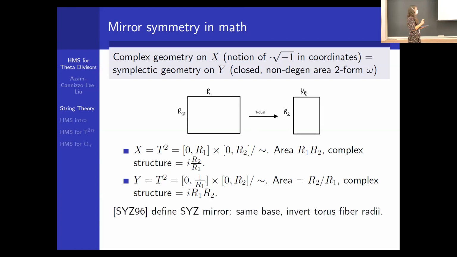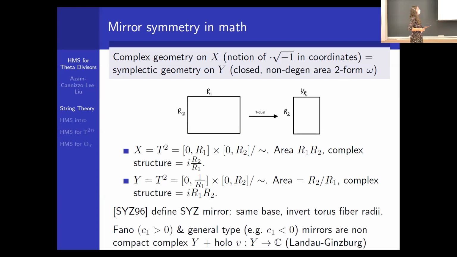So this thing about inverting the length of the fiber is Strominger, Yao, and Zaslow have a paper, mirror symmetry is T-duality. So they say, well, if you have a torus fibration, you get the mirror by taking the same base and the fibers are inverted.